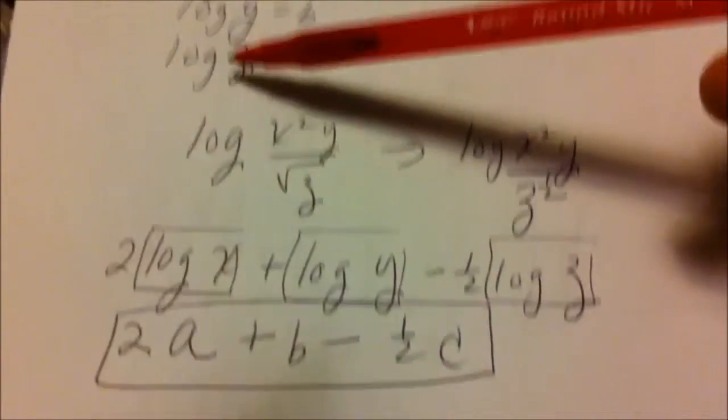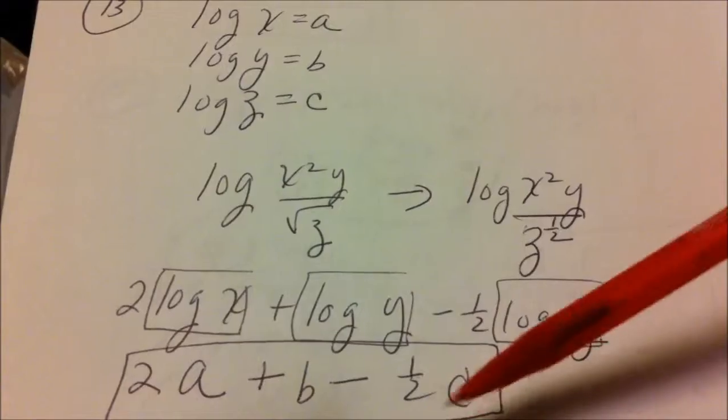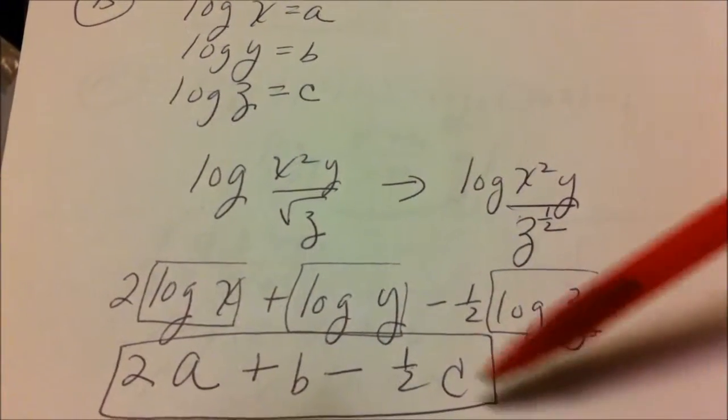So now I have the log x, and log x means a, and I write it in its place. I have the log y, and that's a plus b, and I have the log z, and that's a plus 1/2 c.